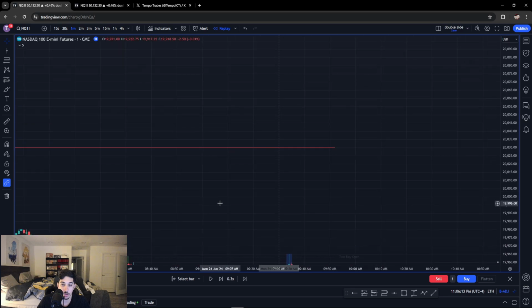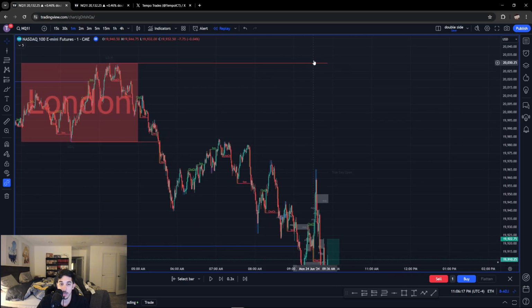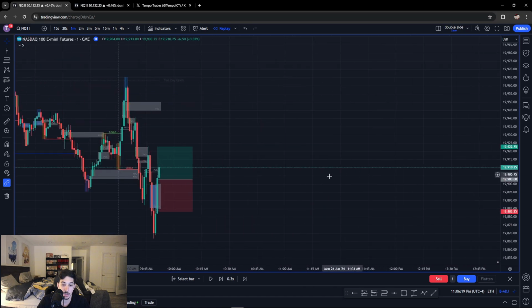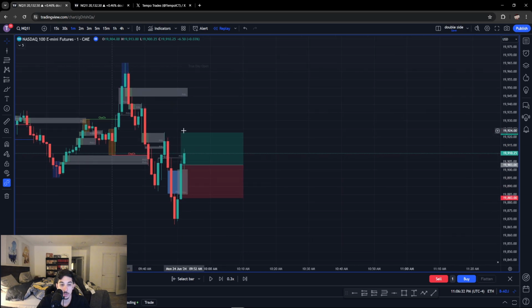And obviously our full objective would be our next overnight area that hasn't been tapped, so London high. But for now, you would enter here where it closed over the 1 minute. We also create a BPR, which is a balanced price range. That is very, very strong. Your stop would be here. And here would be your first TP.